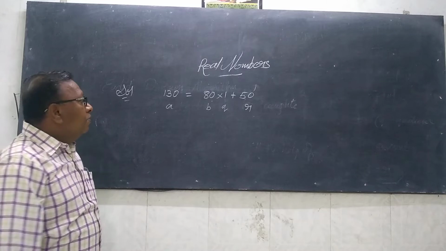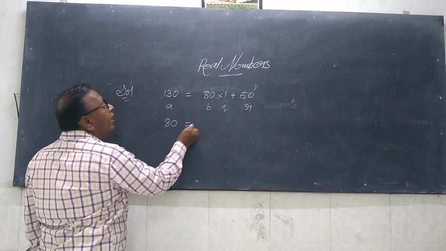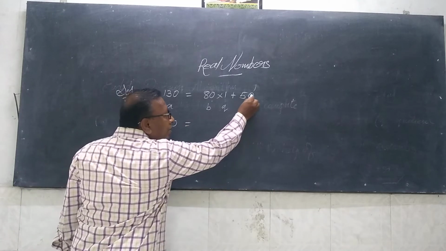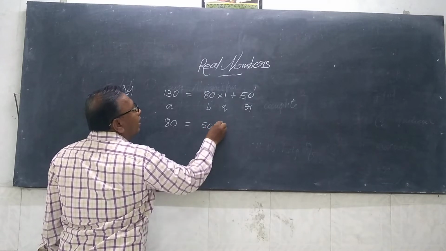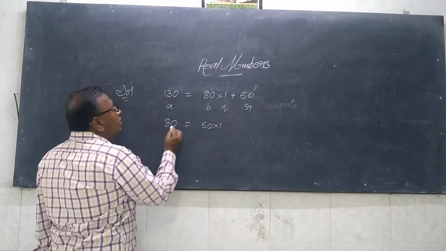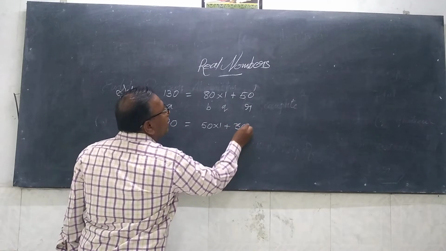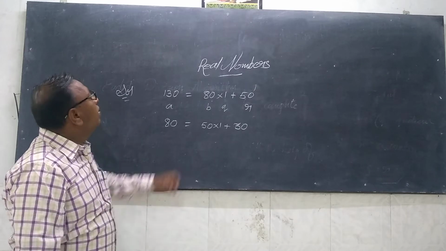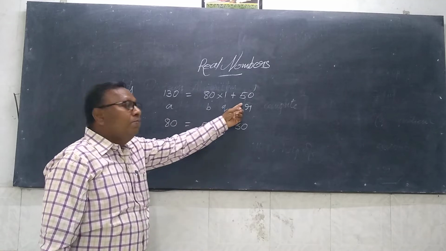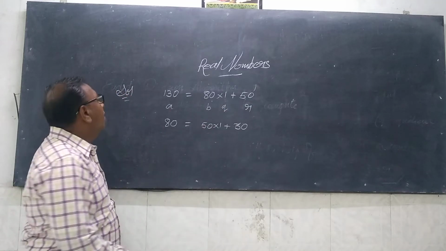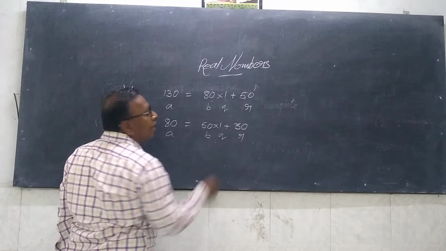Now again, we will divide 80 by this remainder 50. 50 into 1 is 50. So when we subtract 50 from 80, the remainder is 30. So this b, that is 80, is being divided by the remainder 50 here. Now again, this is a, this is b, this is q, this is r.